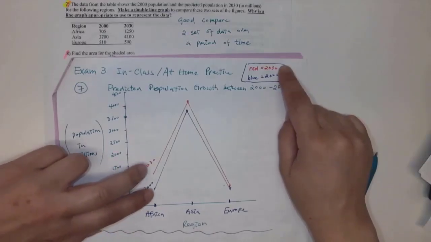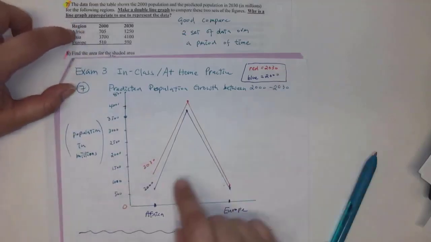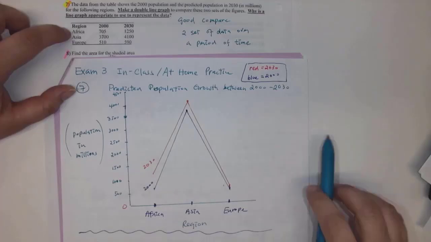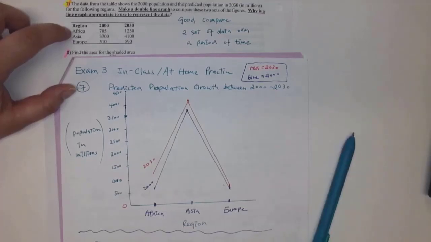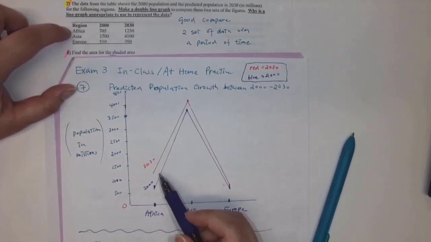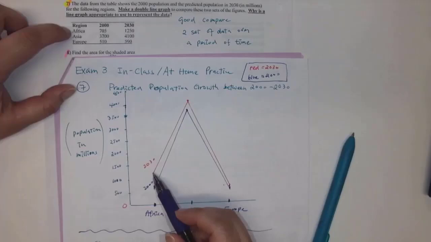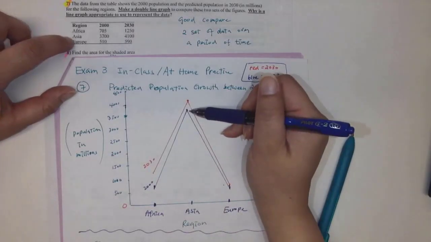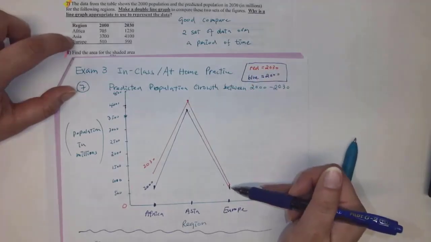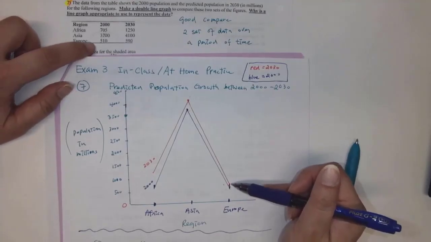So I would plot those 2 points. One is 700. Sorry. Did I do that right? Hold on. 750. I'm a little bit off. So it should be a little bit higher. And then 1250, I use another color. And then this one would be 3700, 4010. Again, use two different colors for the two different years. And the last one would be 510 and 590.